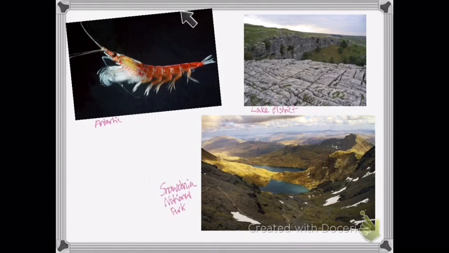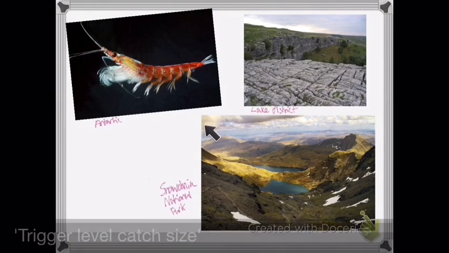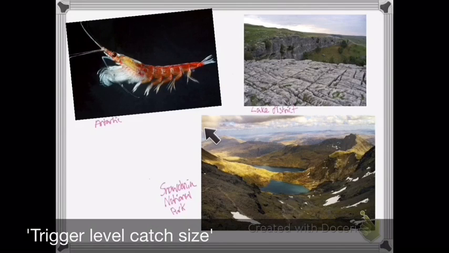So three things to look at here. First is krill, so this is a krill. They're prey for whales, seals, penguins, albatrosses, and squid. Harvesting of krill made it hard for predators to find sufficient krill. Trigger level catch size in particular areas was introduced to avoid catastrophic effect on predators.